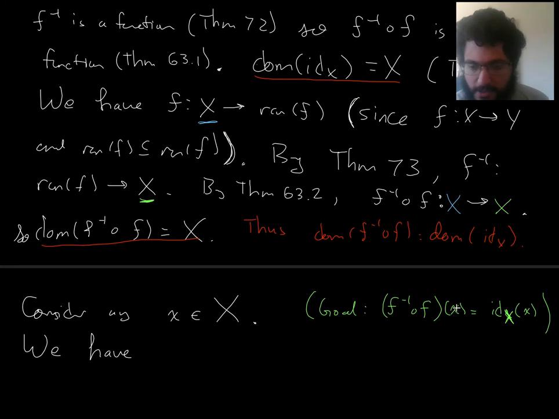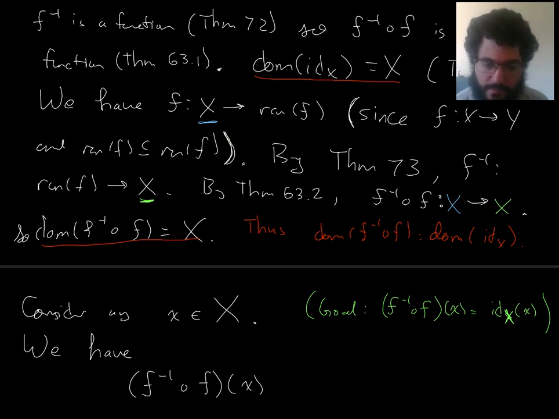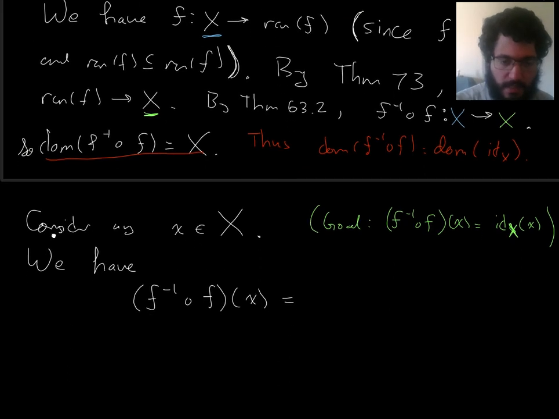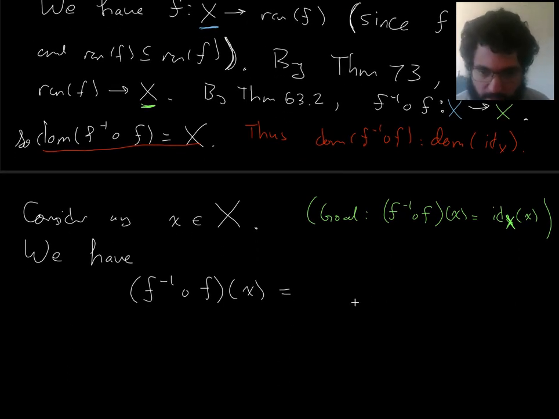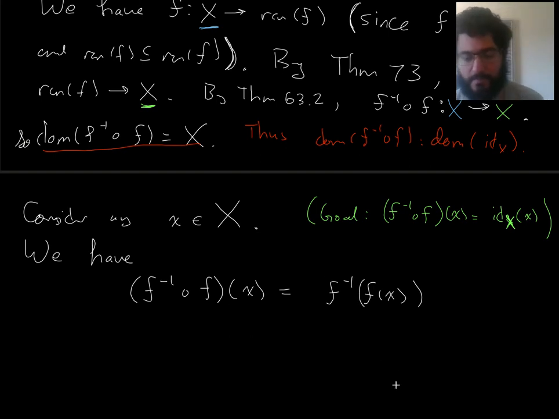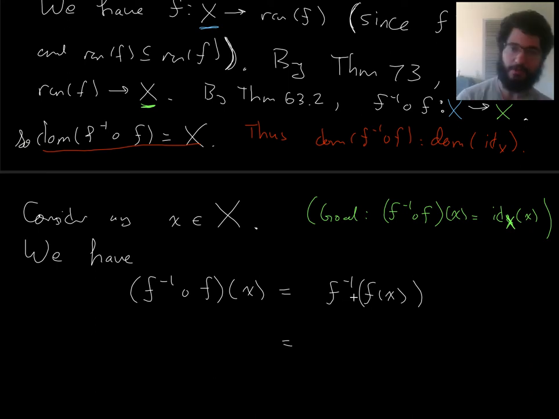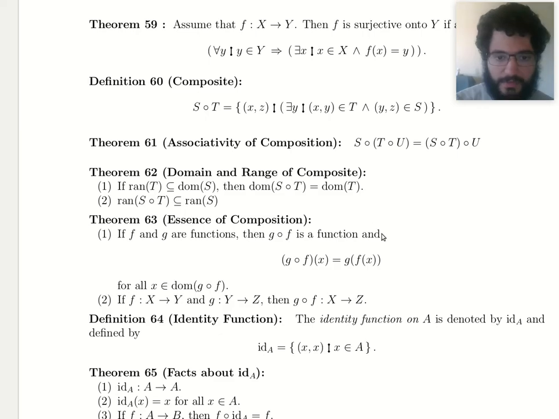So when you apply a composition to something that you can apply the composition to, we know from essence of composition how that operates. It gives me first do F, right? And then to the result of that, apply F inverse. That's what it does. And if I properly understood how inverse works, F inverse should send an output back to the input that it came from, right?